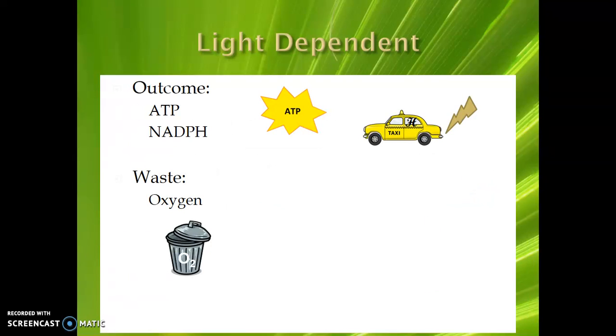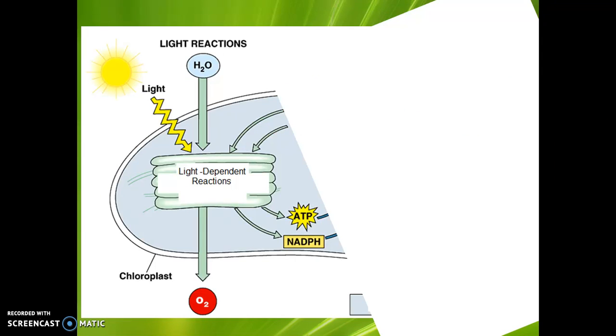So, light dependent. What did we make? We made ATP, which is high energy. We made a full taxicab, NADPH, which is high energy. And we created some waste, some garbage, oxygen. We threw that out. Now what we're going to do is take this ATP and this NADPH and send it out to part 2.